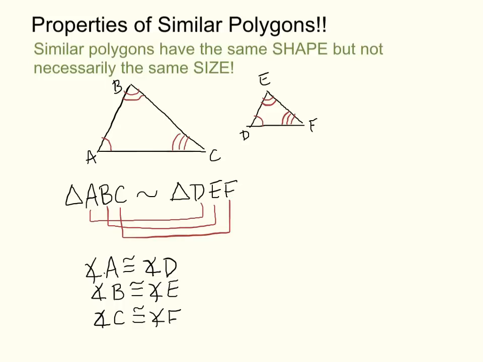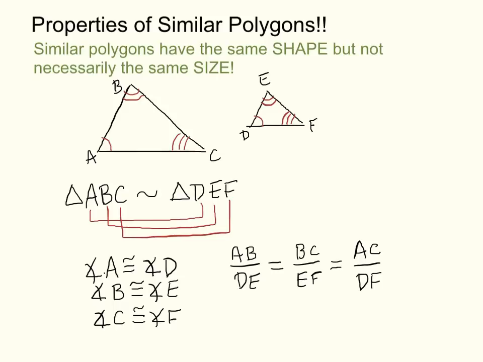Something else that's true is that their corresponding sides are proportional. They're not equal to each other. As you can see, AB is much, much bigger than DE, but they are going to be proportional to one another. So what that means is that AB over DE equals BC over EF, which equals AC over DF.